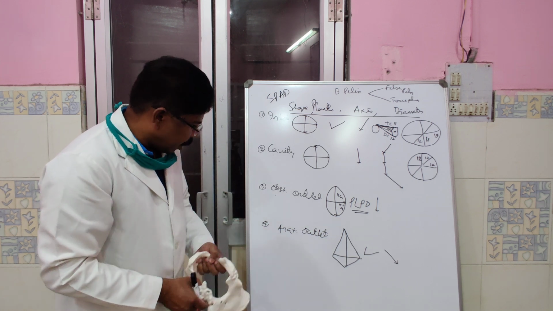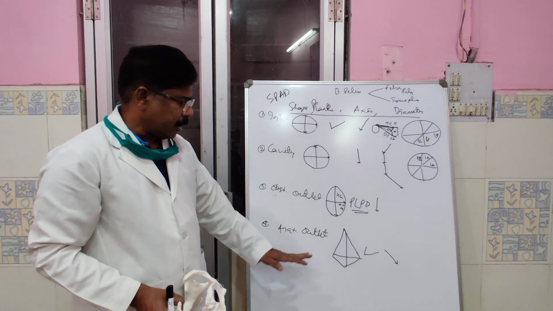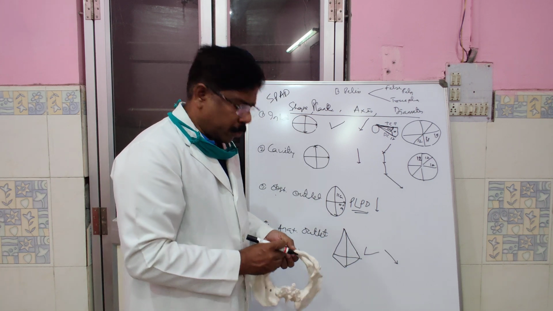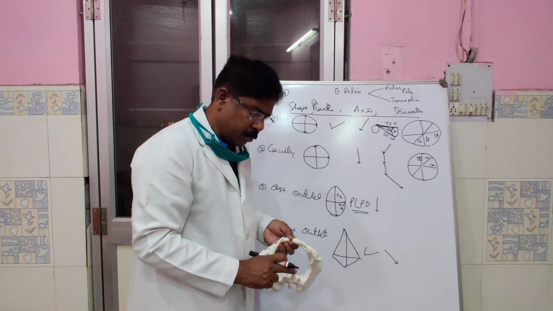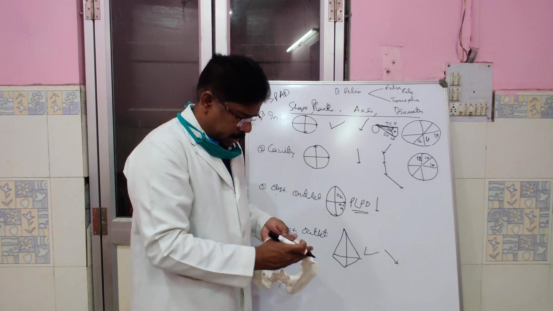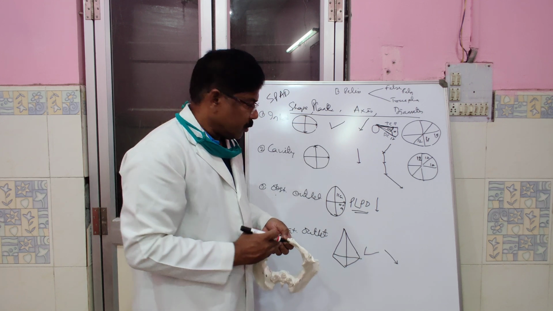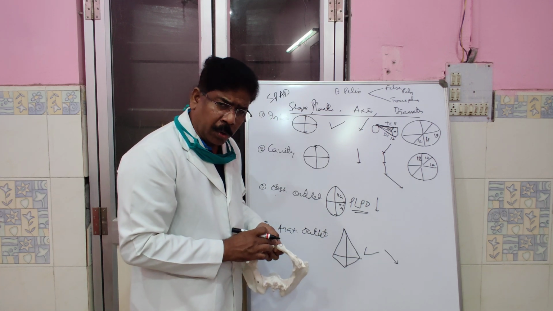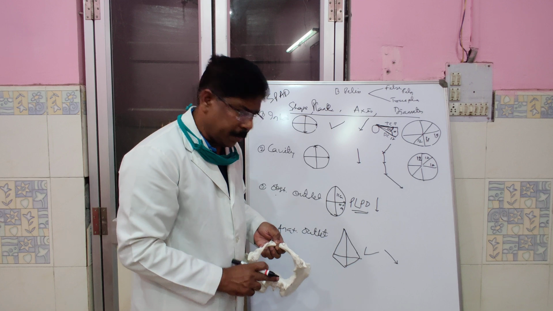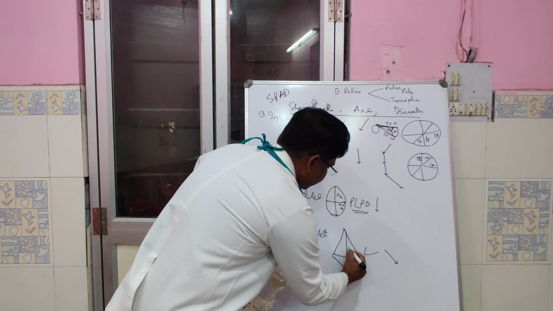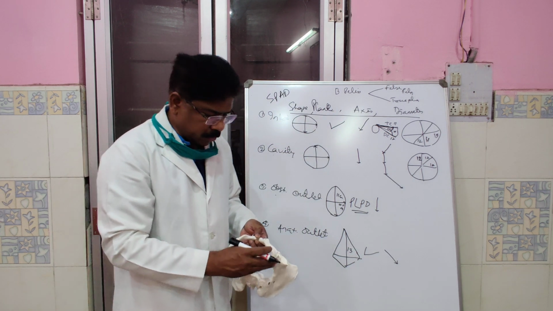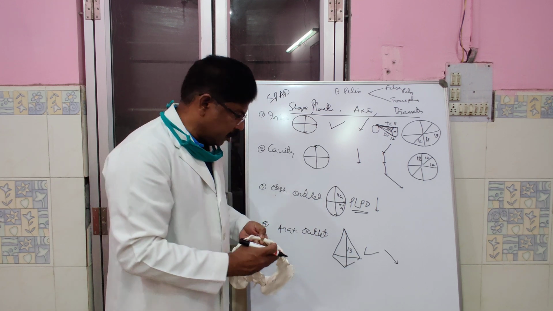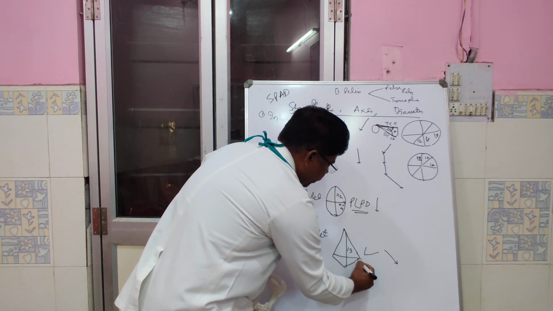The idea is clear. Similarly, coming to the anatomical outlet, the anteroposterior diameter and the transverse diameter. The bony landmarks are the lower part of the symphysis pubis to the tip of the coccyx, and laterally the ischial tuberosity. So the anteroposterior diameter from the lower part of the symphysis pubis to the tip of the coccyx is 13 centimeter. And the transverse diameter, that is the intertuberous diameter covering both the ischial tuberosities, is around 11 centimeter.